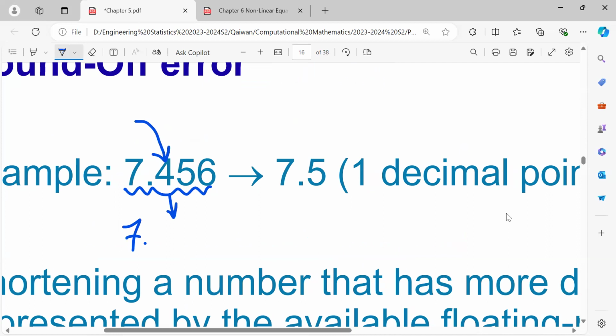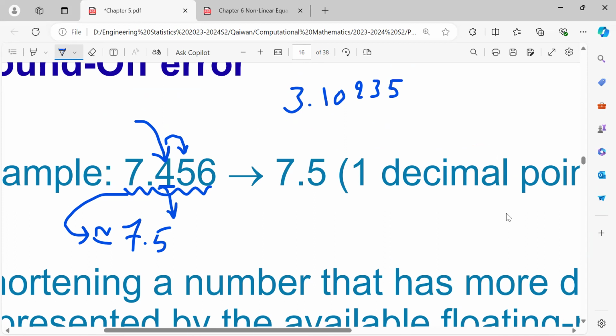We look at the next decimal point. What's the next decimal point? It's 5. If it's 5 or more, we add 1 to this 4, so it becomes 5. So 7.456 approximately is 7.5. This is the approximate value. What's the error here? The error could be obtained by subtracting the approximate value from the exact value, or the original value. How about if you have 3.10235? What if we want to round it to 3 decimal points?